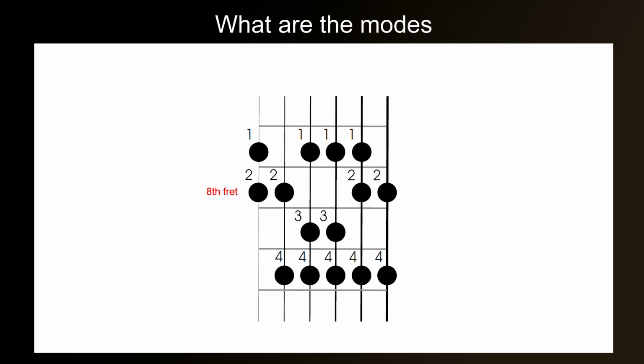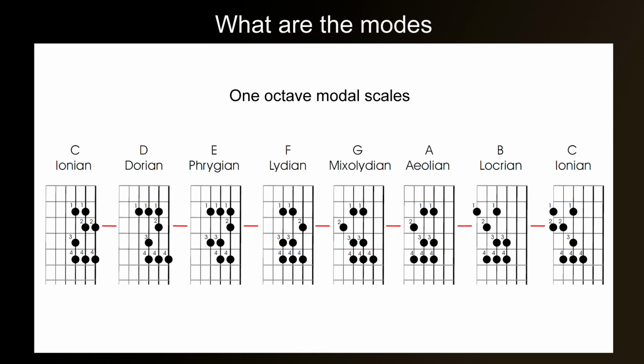After this, the next scale would be from G to G, and this would be the Mixolydian scale. Then the next scale up would be from A to A, and this would be the Aeolian scale. The final scale would go from B to B, and that would be the Locrian scale. At this point, it's worth reminding you that even though each of these scales is different, they're still all in the key of C.